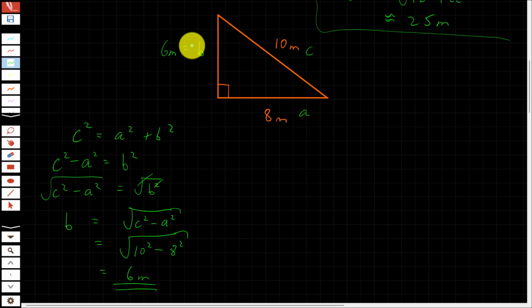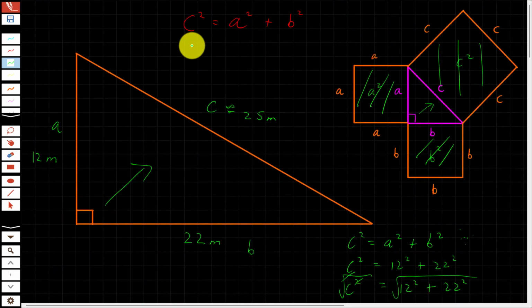So this is how we can use the Pythagorean theorem to solve for the missing length on a right angle triangle. It will only work with right angle triangles. We can't use this on any other type of triangle.